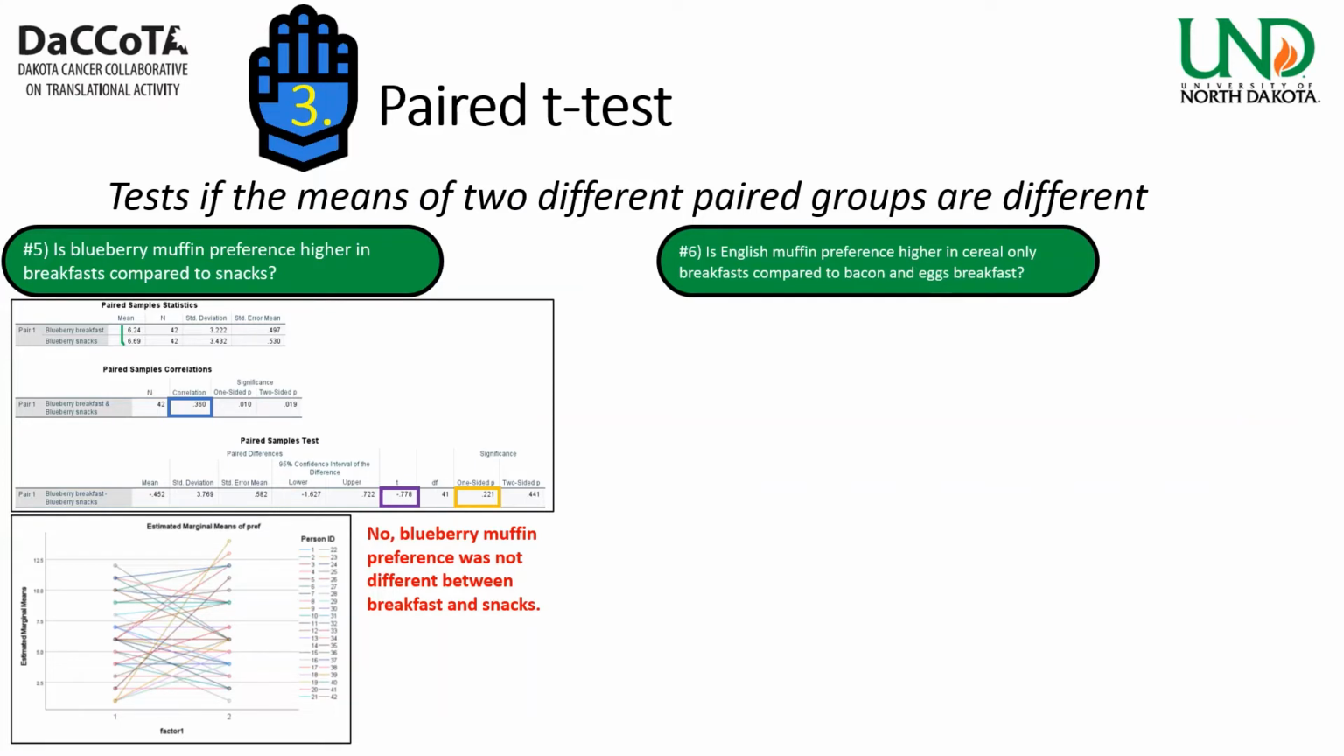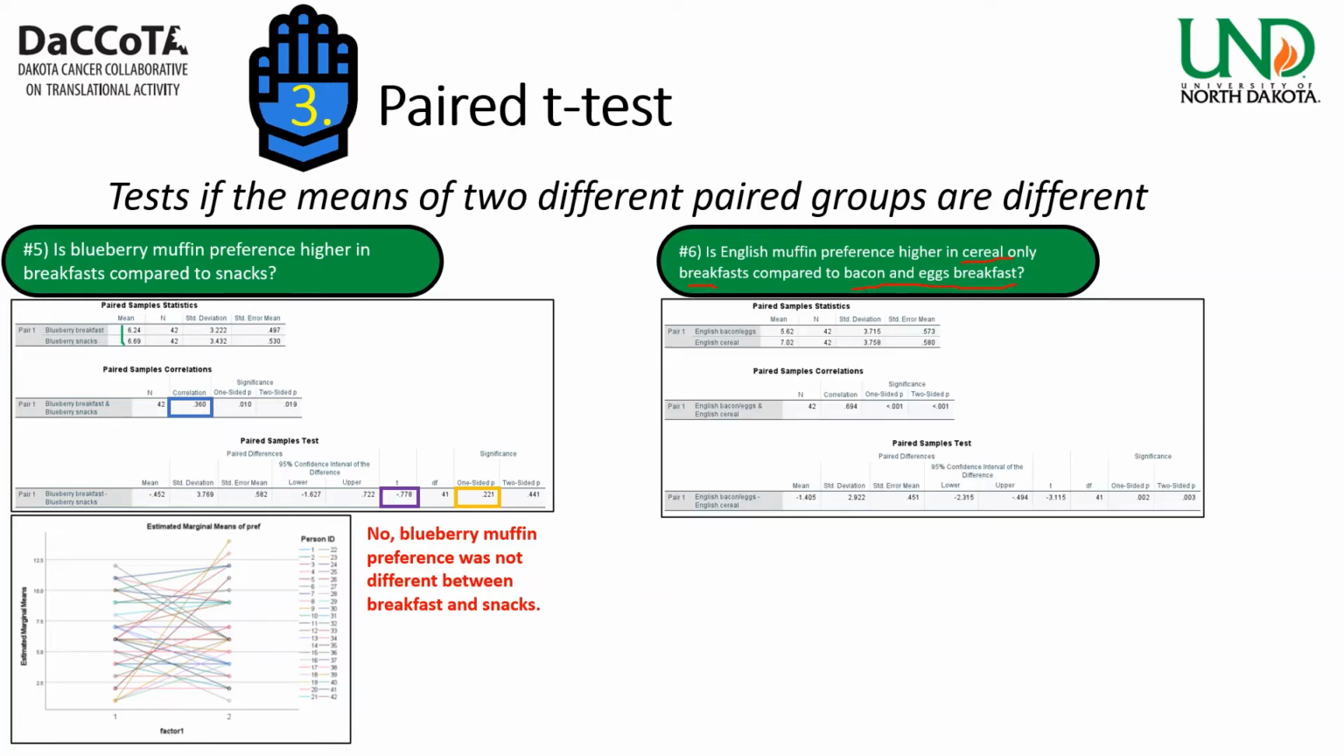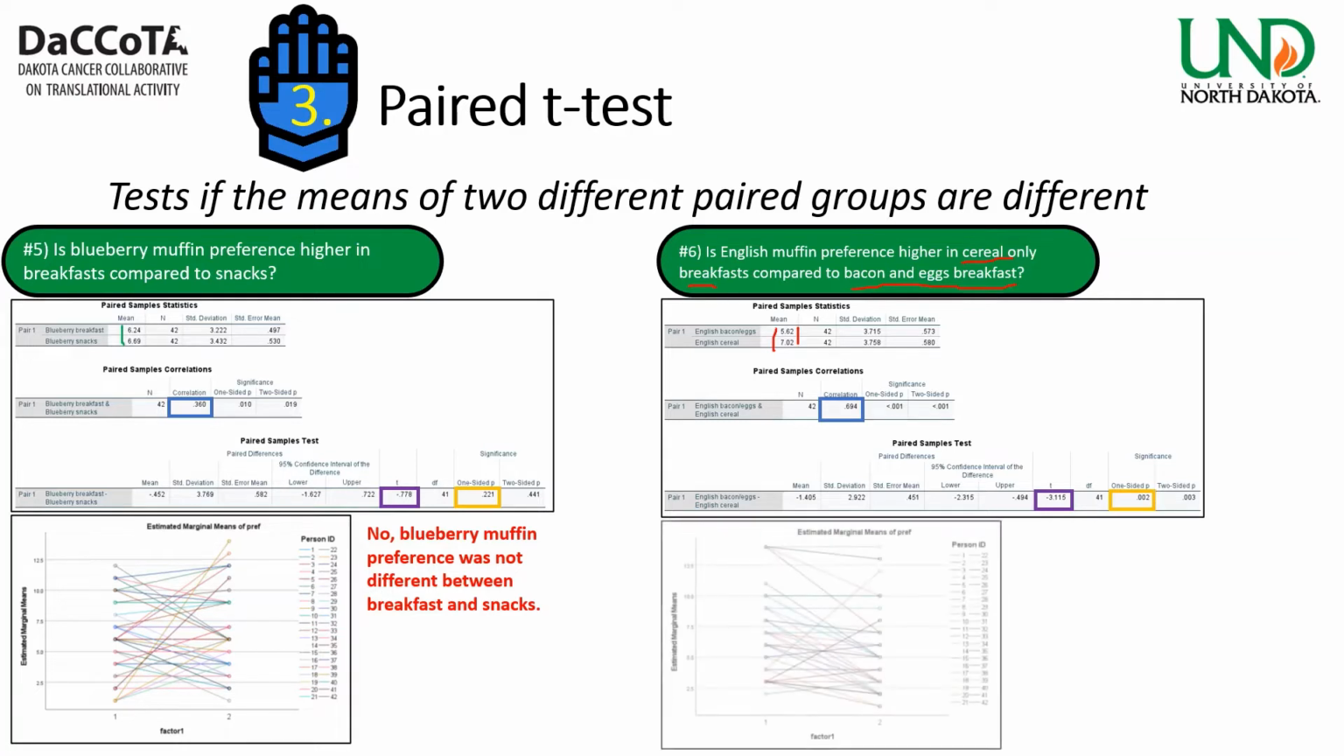What about English muffins? In a special kind of breakfast, a cereal-only breakfast, let's switch to a red pen here, in cereal-only breakfast compared to a bacon and eggs breakfast. So if you have just cereal and an English muffin, do you like English muffin more compared to English muffins with bacon and eggs? Again, it seems like there's about a 1 point difference, 5.62 and 7.2, fairly high correlation, fairly high t-value, and yes, a significant p-value.